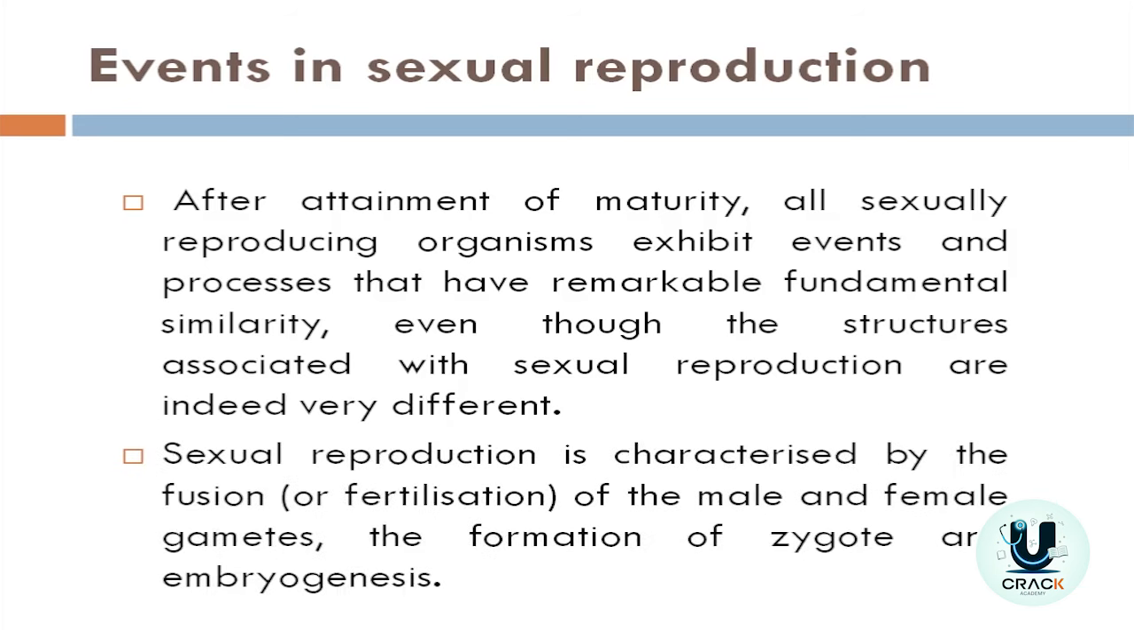Sexual reproduction is characterized by the fusion, ultimately what we know as fertilization. Fertilization in the sense that two gametes will meet, male and female. After that, what will form? The zygote will form. After the zygote forms, what comes next? Embryogenesis. First fertilization, the formation of zygote, then embryogenesis.